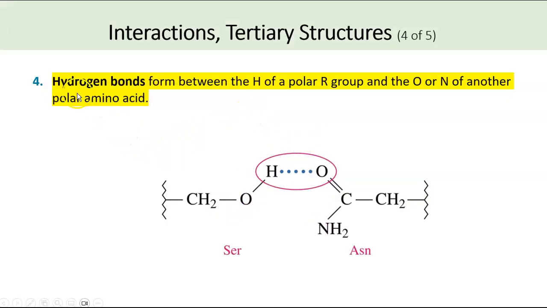And the fourth one is one more major important bond called hydrogen bonds. Hydrogen bonds will form between a hydrogen of a polar R group and the oxygen or nitrogen of any other polar amino acid. In order to make a hydrogen bond, the hydrogen atom is connected to an electronegative atom in a polar amino acid, and it has to be connected to either oxygen or nitrogen of another polar amino acid. So these are hydrogen bonds. Hydrogen bonds also play a major role in keeping the tertiary structure in its shape.